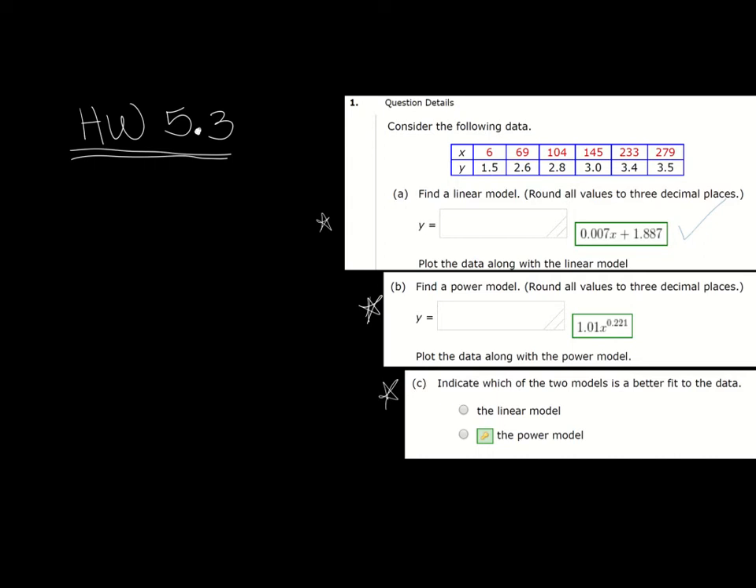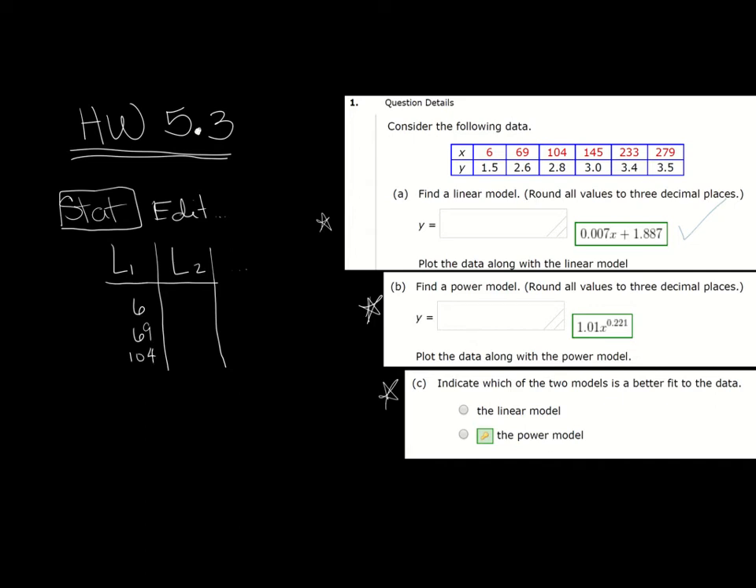As with all regression problems, in fact, all problems that give you a table of data, you want to hit your stat button. The science of data is statistics. So hit stat, select edit, because we need to edit some lists of data. I want you to let your L1 data be all of your X values. So 6, 6.9, 10.4. You want to fill in all of your L1s with X data, all of the X's.